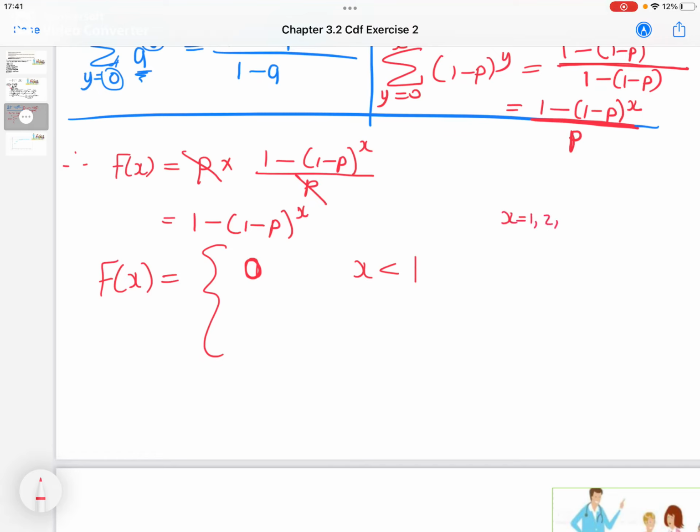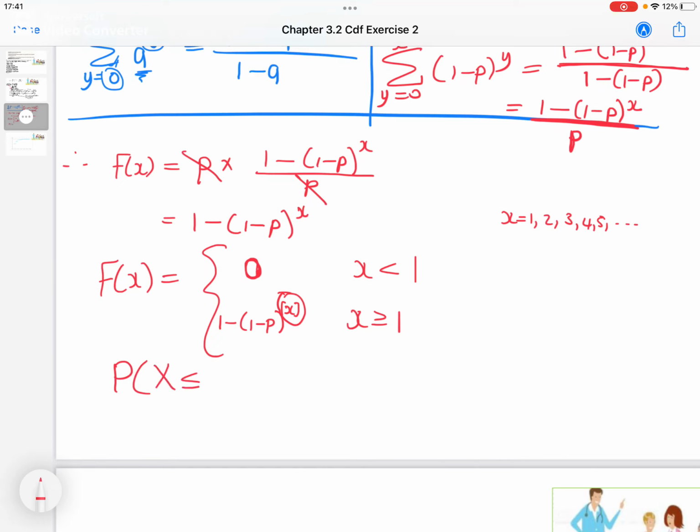Why 1? Because the minimum value for our random variable x is 1. And so possible values for our random variable x is 1, 2, 3, 4, 5, up until some infinite number. So for any x value less than 1, we have an f of x equal to 0. And for any x from 1 onwards, we have here a probability function of 1 minus 1 minus p to the power x. Alright? And this x here, so it's any x greater or equal to 1.